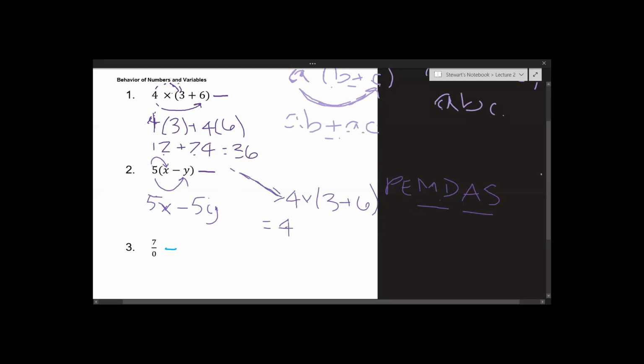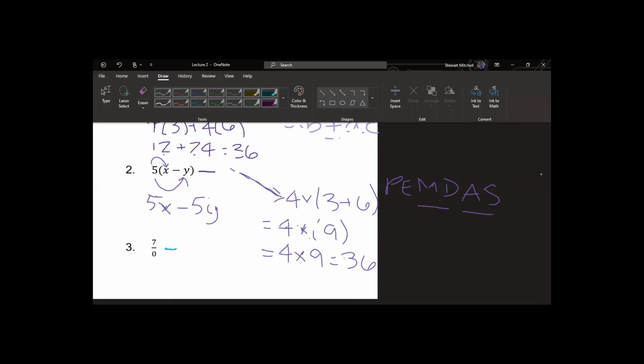We'd have 4 times 3 plus 6, which is 9, which we can drop the parentheses now since it's just one number, which is 4 times 9, which again gives us 36. So you'd get the same answer either way. Either way works. You can do it however you prefer.